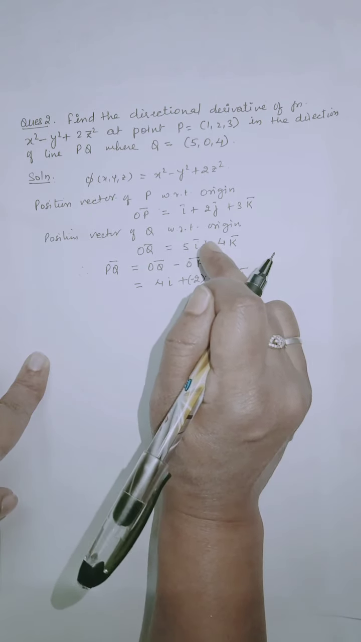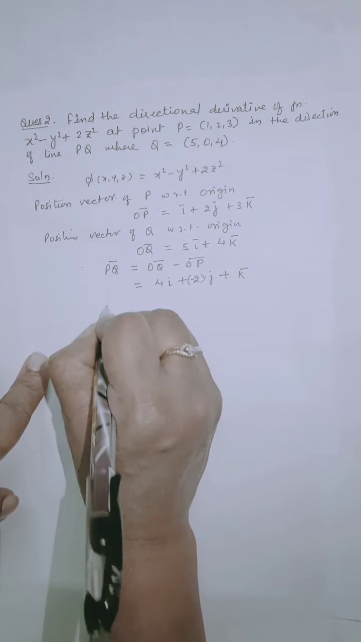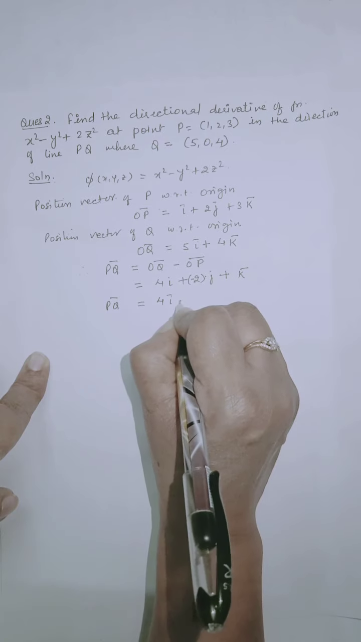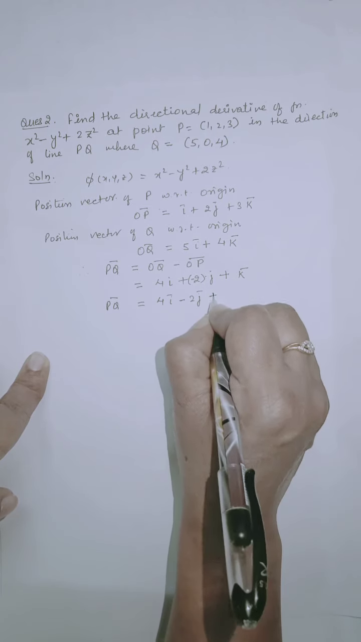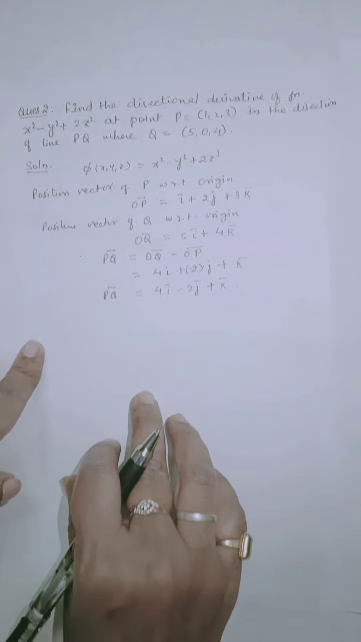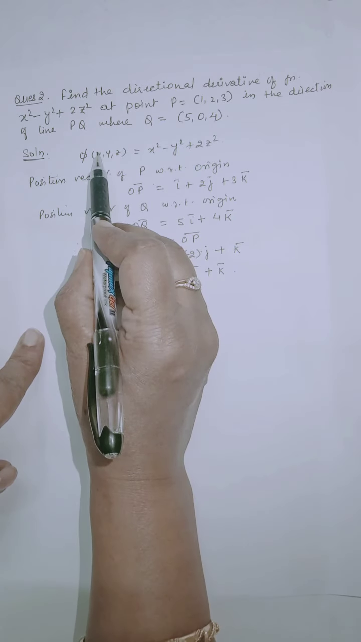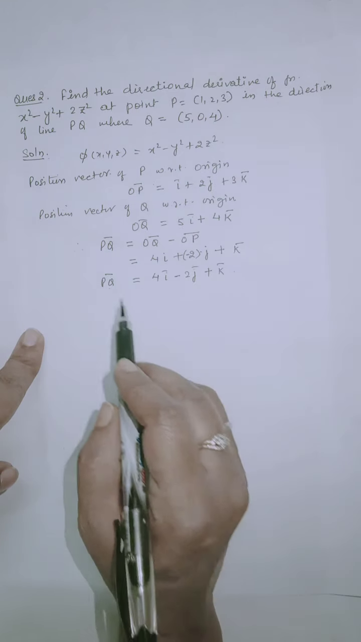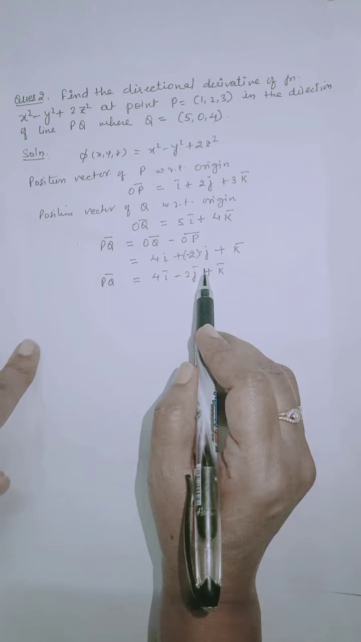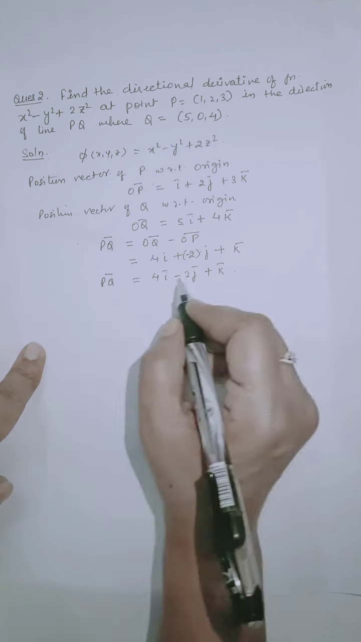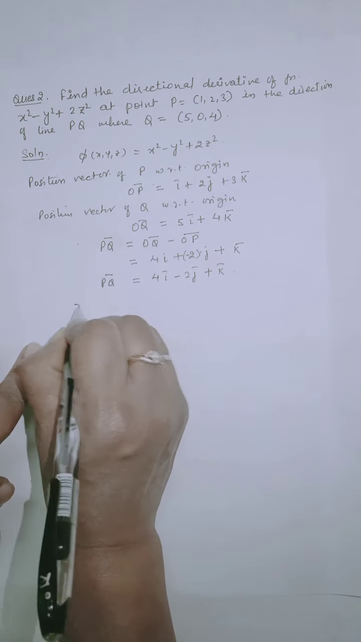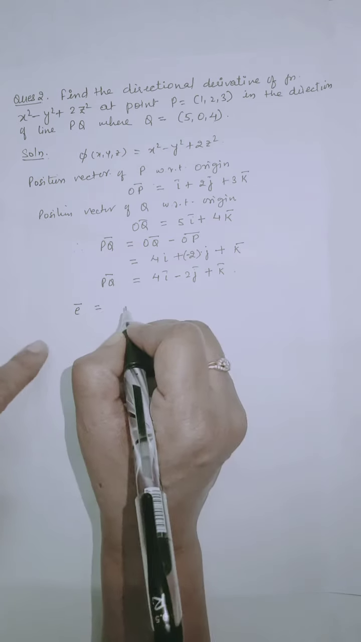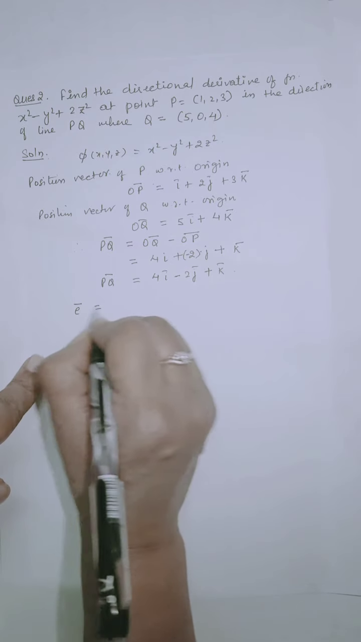Since there was 0j, 0 minus 2 minus 2, we got the vector along PQ as 4i minus 2j plus k. So now you have to find the directional derivative of phi at the point (1, 2, 3) in the direction of PQ, right? So let us find the unit vector in the direction of PQ.